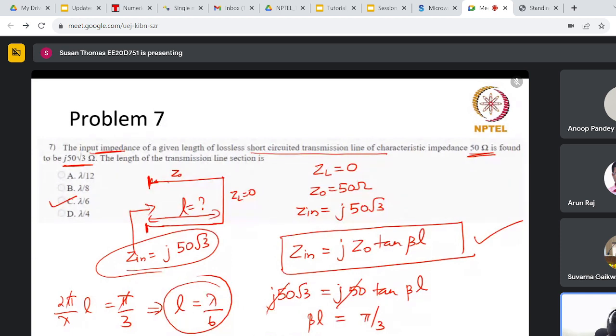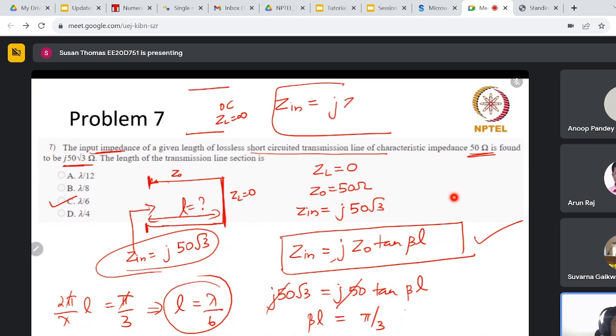So what if the load is open circuited? What is the expression for input impedance? Any idea? Say for example, instead of short circuit, if it was an open circuit, I mean the ZL is infinity. In that case, what is Zin? Expression for Zin? It is minus j Z naught cot beta L. Okay.